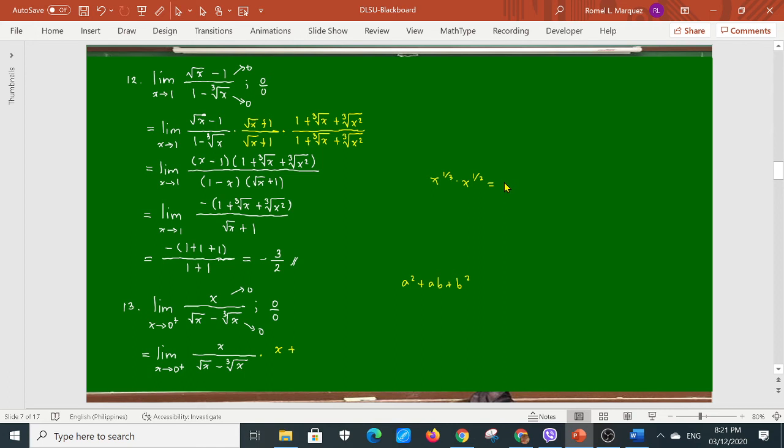1 divided by 2 plus 1 divided by 3. Anong fraction? 5 over 6, na? X to the 5 over 6. Is that correct, children? Ang product niya, so 6th root ng x to the 5th. Then square nito, so that is cube root ng x squared.